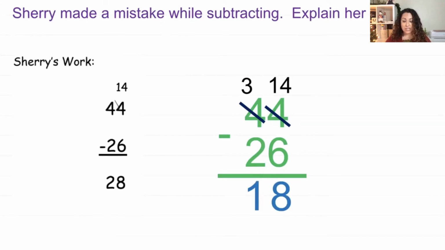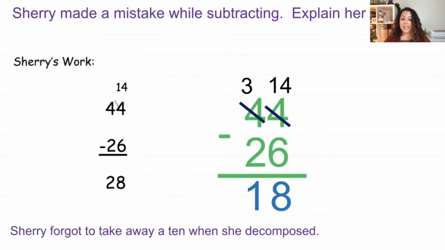Well, looking at Sherry's work, now that I have my work and I have her work, I can see what Sherry missed. Sherry made a group of 10 here, but what she forgot to do was take away a group of 10 from here. Remember, when you make 10 ones, that number doesn't just come from anywhere. You have to take it from somewhere. So she forgot to take away a 10 when she decomposed. So she decomposed a 10, but she forgot to show it right here. So that's one very important step. Don't forget to show that.